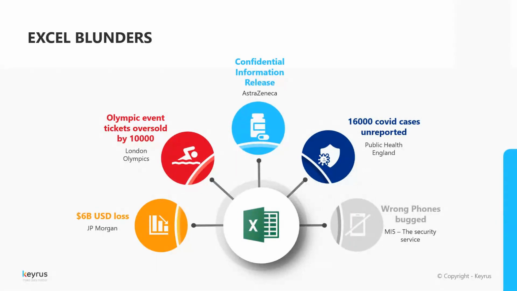Lastly, here, wrong phone bug. So this related to MI6, also in England, the Security Service. So they accidentally tapped 134 people who were completely unrelated to the investigation, right? So I guess Ethan Hunt, Tom Cruise must have been really, really mad about this one, right?